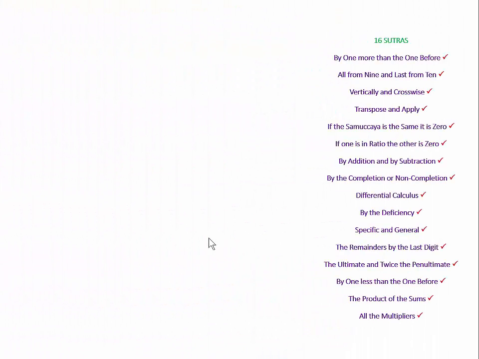And as a challenge, I'd like to suggest maybe there are other topics in which you could find how the 16 sutras apply. For example, multiplication devices. Can you find 16 multiplication devices, one for each of these 16 sutras?